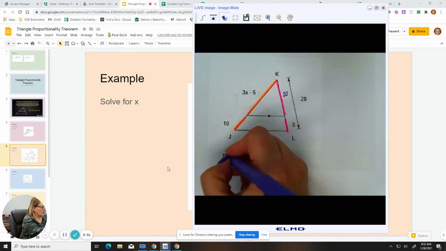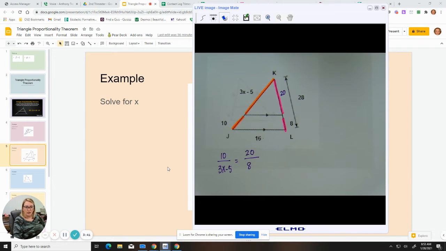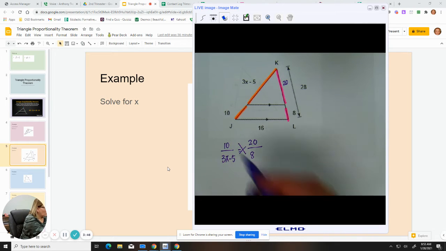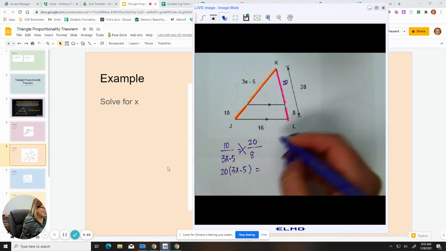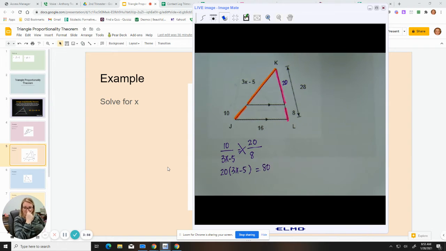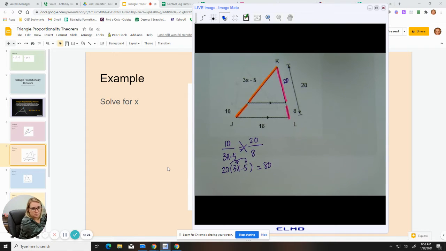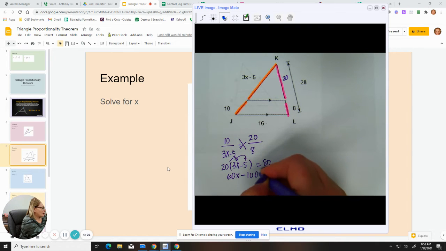So we're going to say 10 over 3x minus 5 is equal to 20 over 8. Okay? And now we're going to cross multiply and solve. So remember, this has to be distributed. This is 20 times 3x minus 5. And 10 times 8 is 80. Remember, when you have that, you have to distribute this through. So 20 times 3 is 60. 20 times 5 is 100.